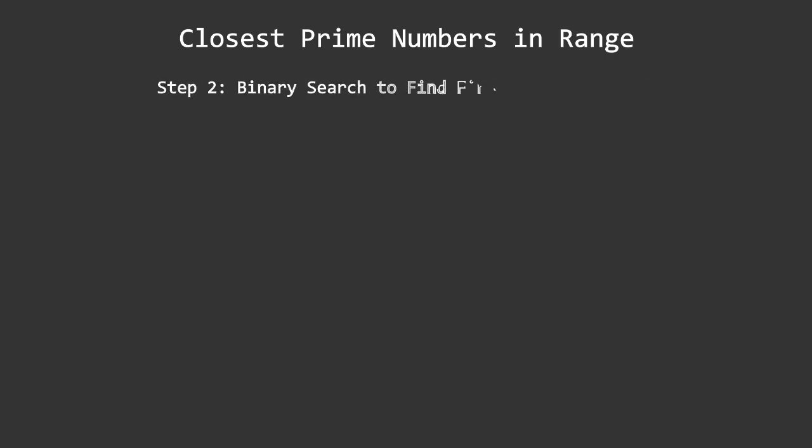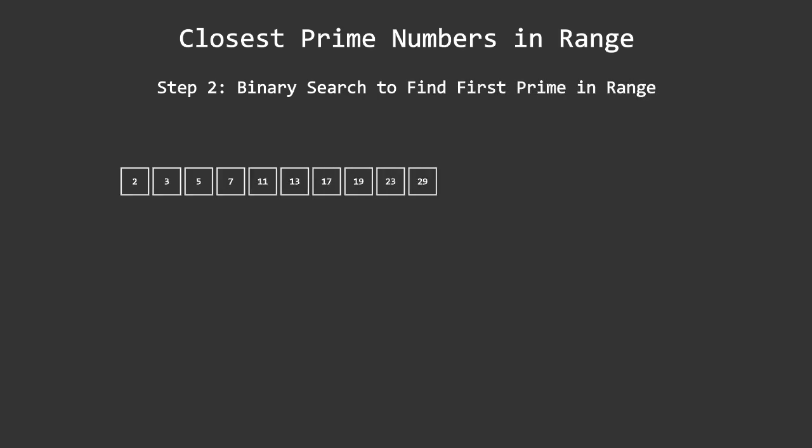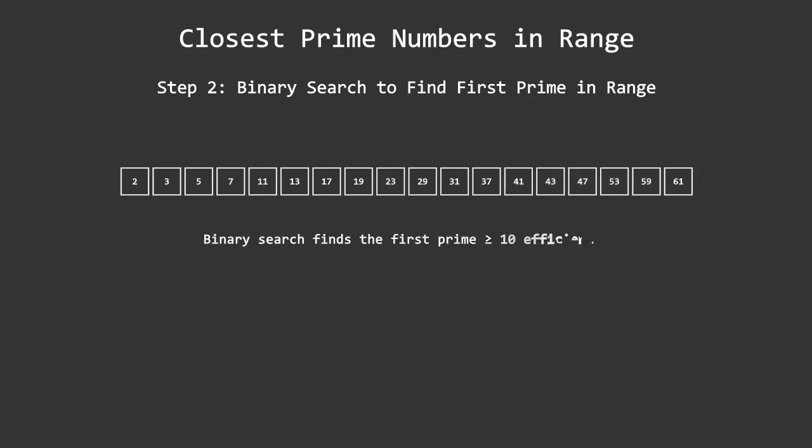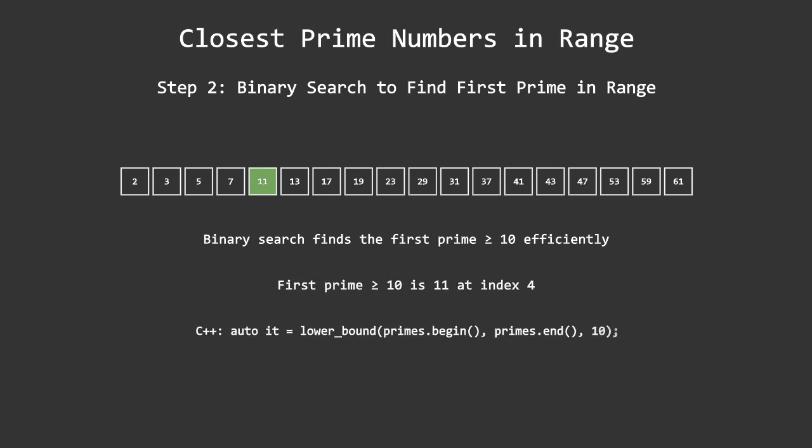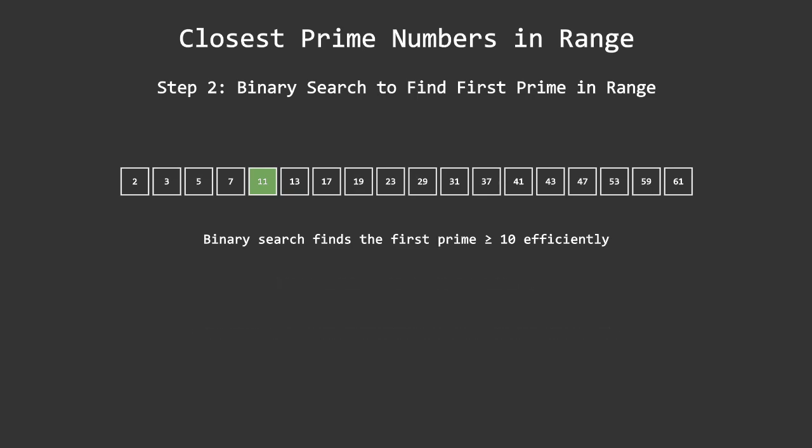So what now? Now we can use binary search to find the first prime which falls in the given range, right? The first prime that is greater than 10 will be 11. So the index of 11 will be returned, which is 4. And in C++, the implementation will be done something like this.